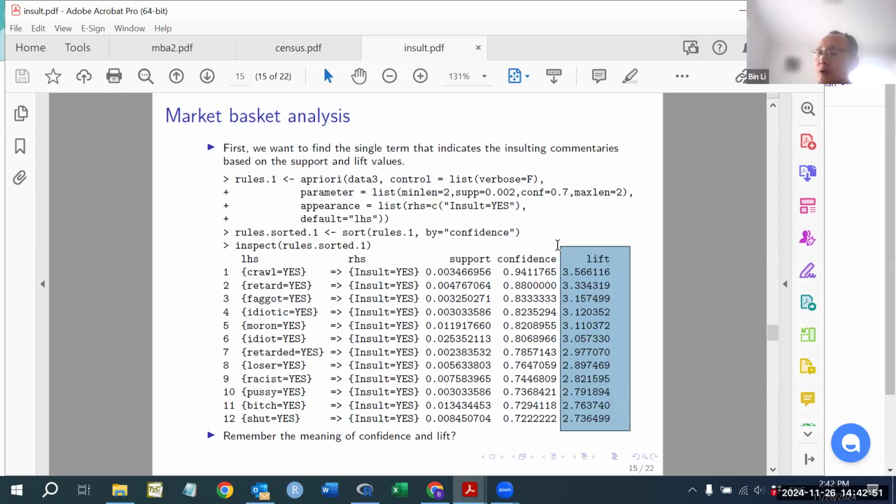So this asymmetry always exists in the Titanic data set, in the survey data set, and also in here.